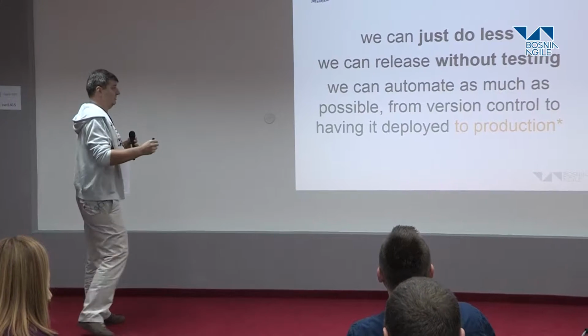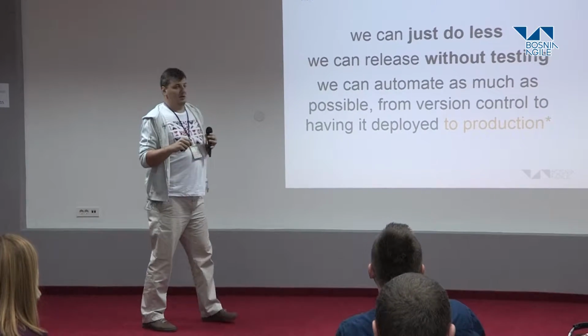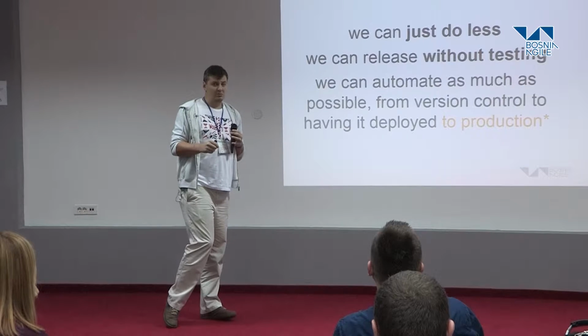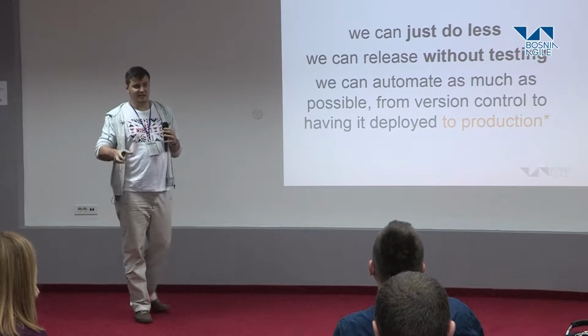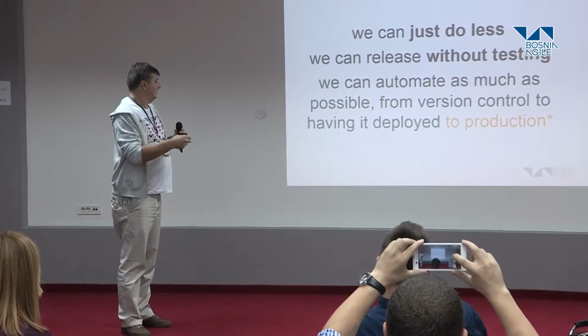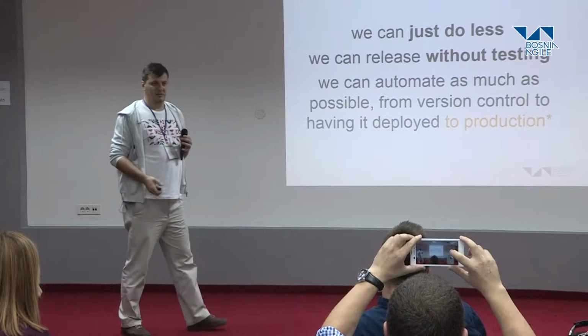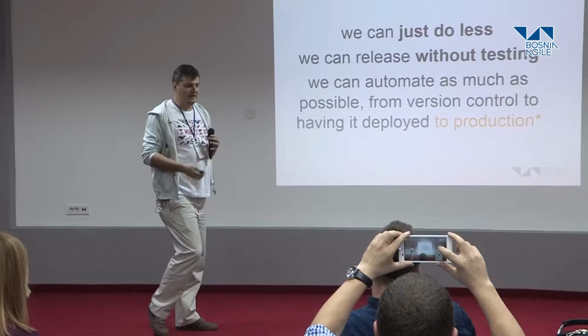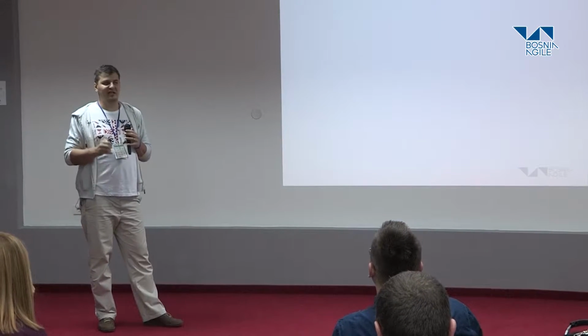We can automate as much as possible everything from version control, and I'm going to get into that a little bit later, about automation of version control for releases, and deploying it to production. That's not something required for this process. So having an automated platform from end to end doesn't imply that you're going to take it to production every time. You can stop it along the way.